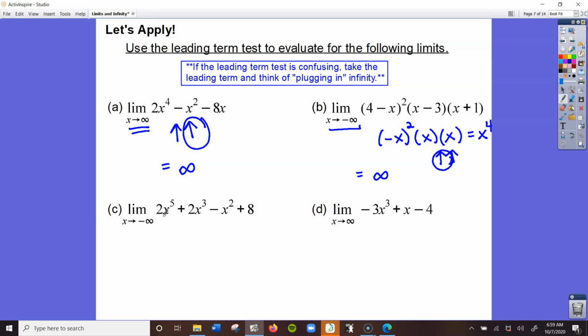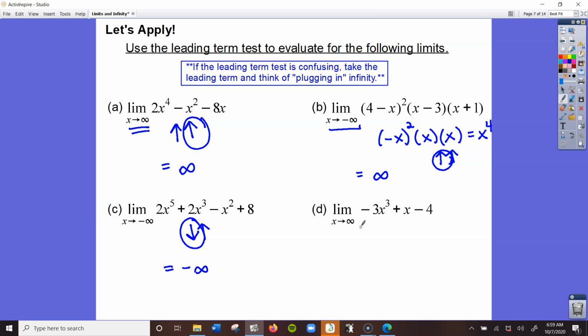For this one here, we have an odd exponent, meaning that the ends will be opposite. Since the coefficient is positive, that means the right side is positive, meaning that the left side must be negative. This limit is for when x is approaching negative infinity, so the left side of the graph. So therefore, this limit would approach negative infinity.